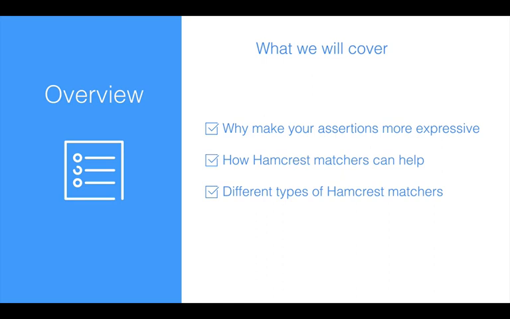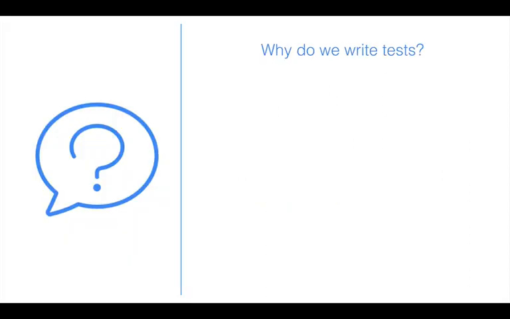We'll be looking at how an open source library called Hamcrest that is actually bundled with JUnit can help. We'll be looking at and experimenting with the different ways that you can use Hamcrest in your tests. But before we look at Hamcrest, let's consider an important question.